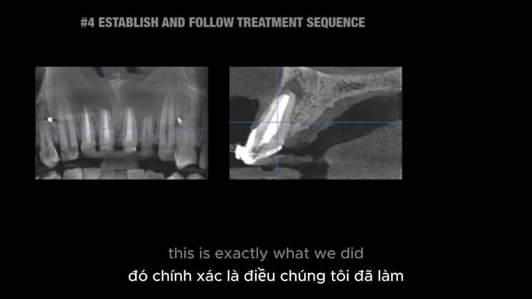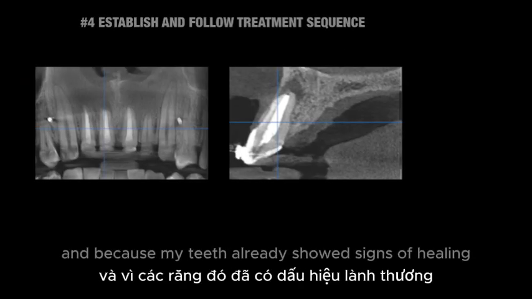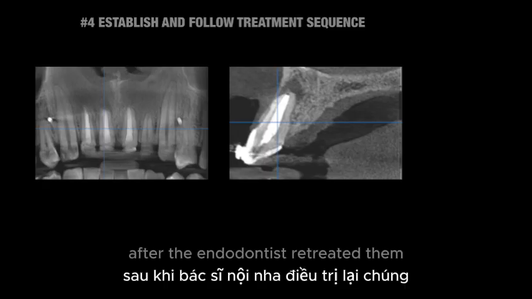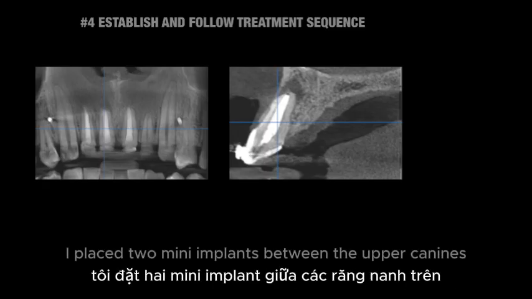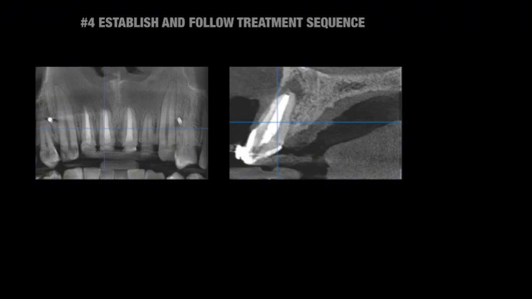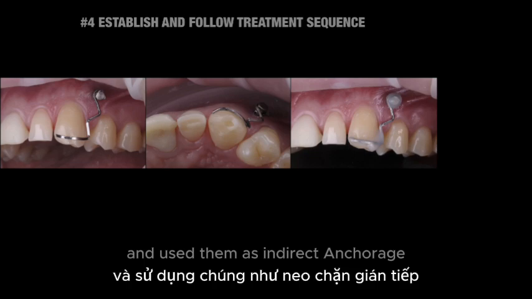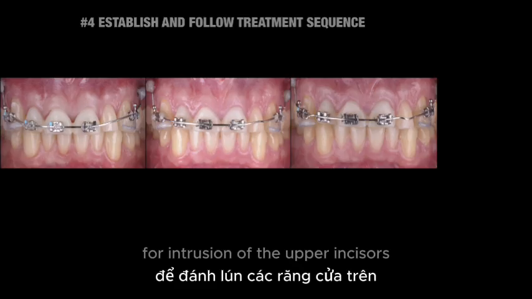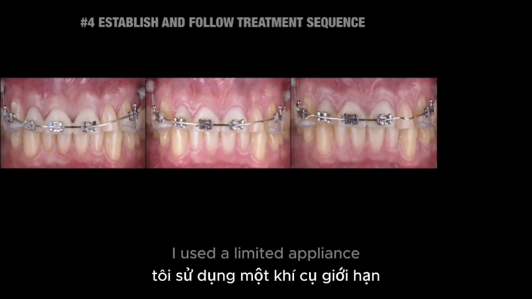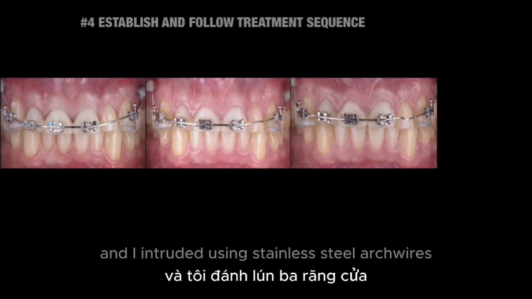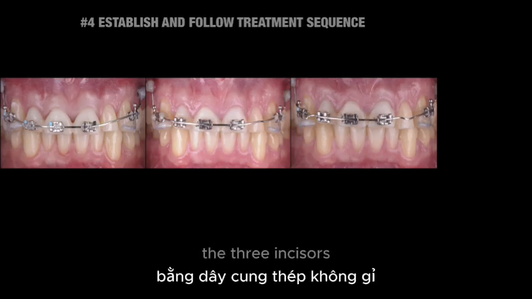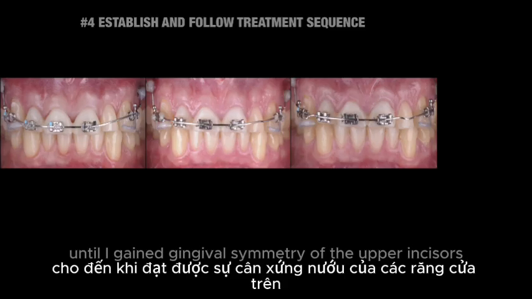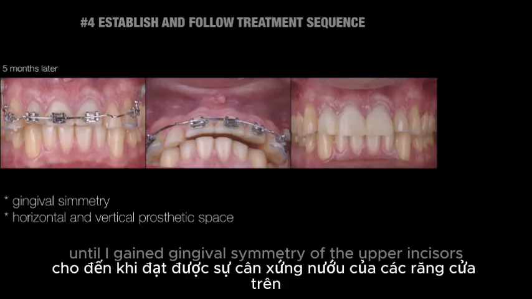This is exactly what we did, and because the teeth already showed signs of healing after the endodontist retreated them, I placed 2 mini implants between the upper canines and upper first premolars, bonded them to the canines, and used them as indirect anchorage for intrusion of the upper incisors. I used a limited appliance, and I intruded using stainless steel arch wires the 3 incisors until I gained gingival symmetry of the upper incisors.